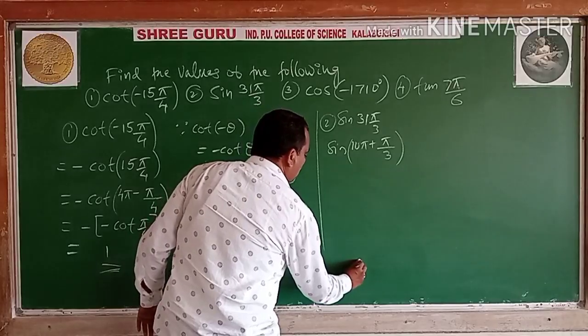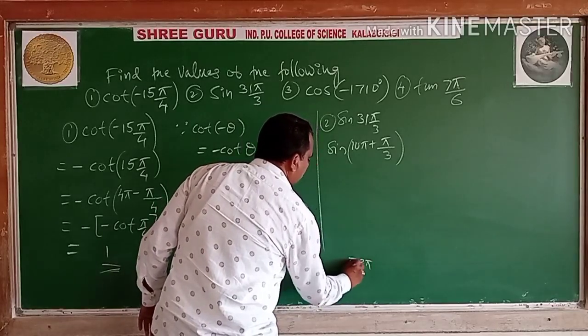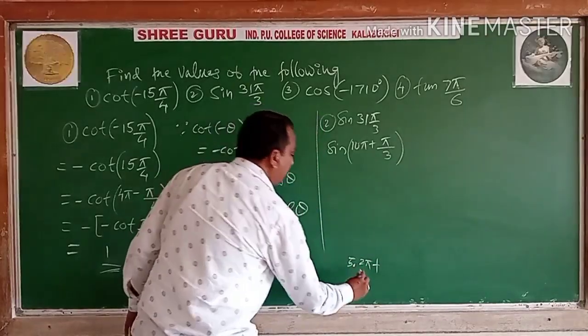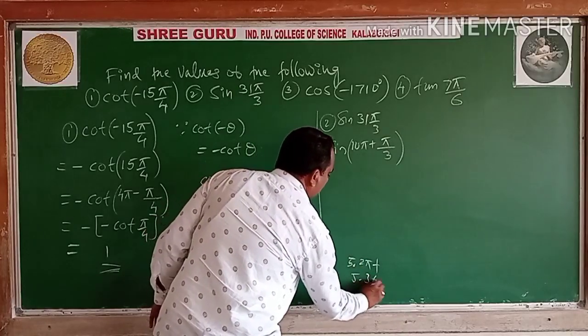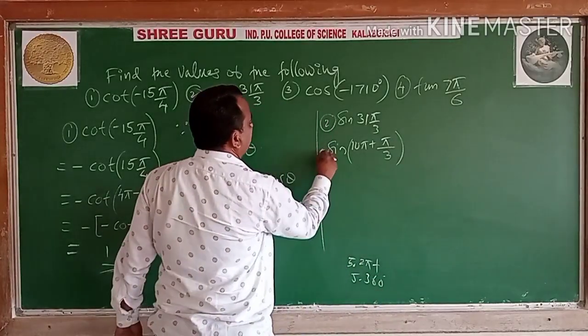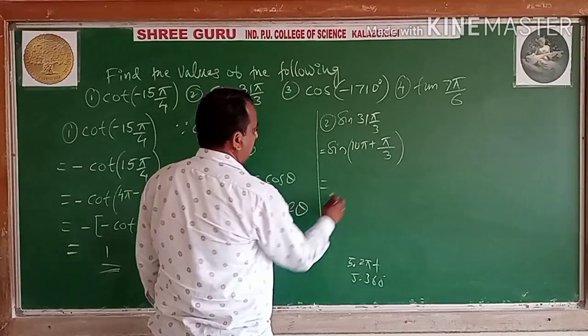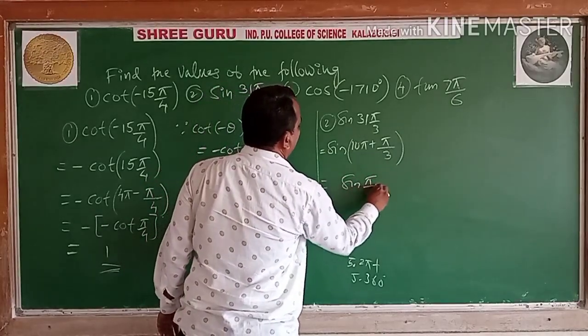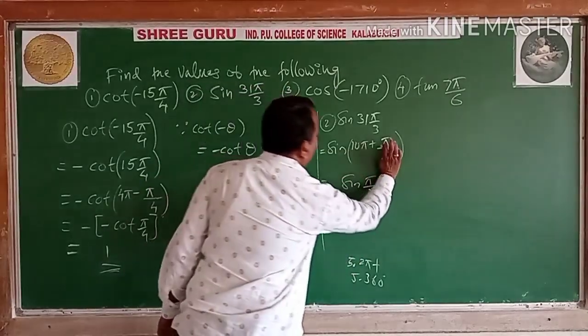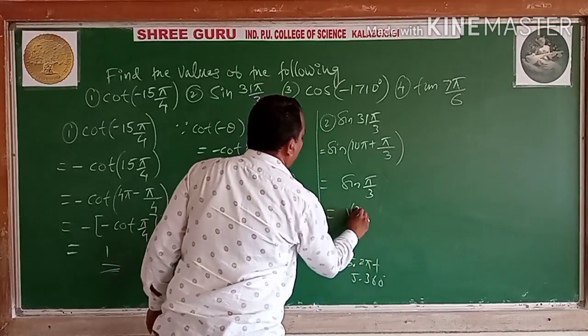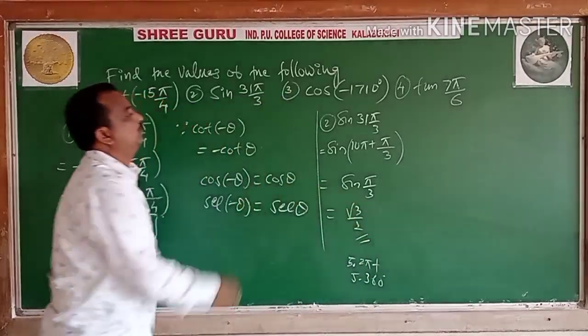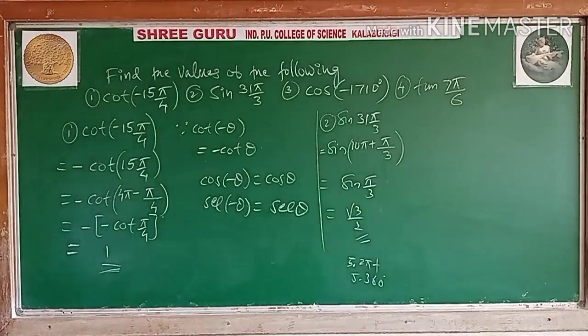So 10 pi means 5 times rotation, 5 times 360. Whatever number n of rotations you may rotate, it becomes sine pi by 3 only. First quadrant it is. What is the sine pi by 3 value? Root 3 by 2. This is the sine 31 pi by 3, students.